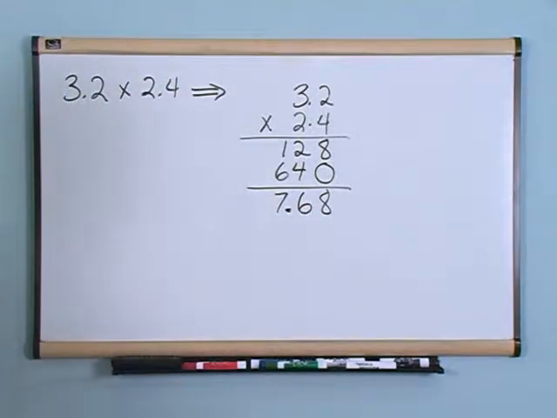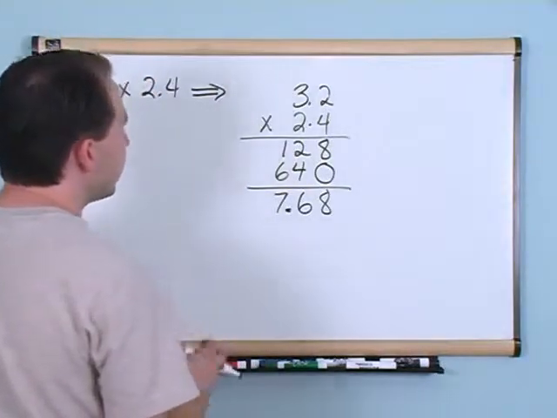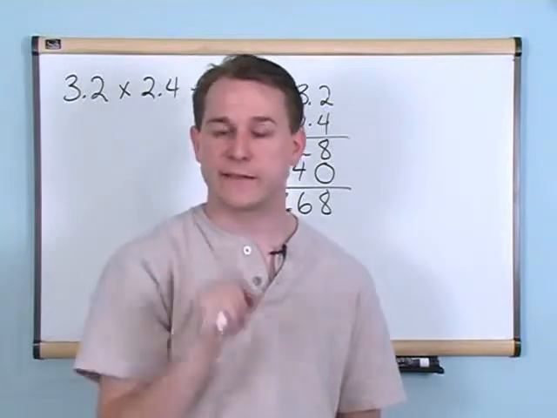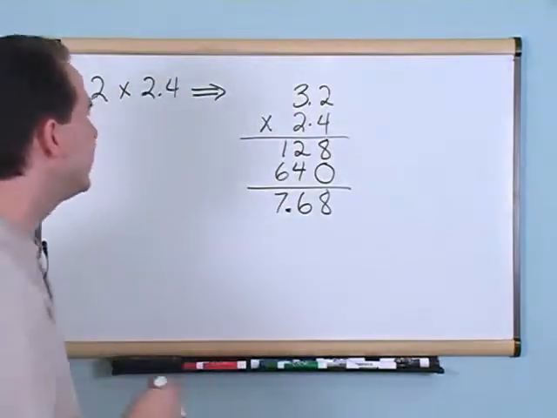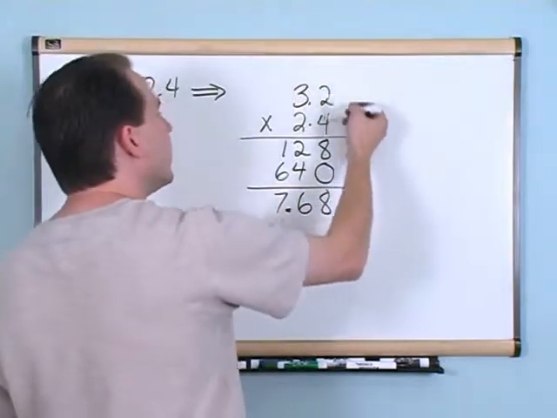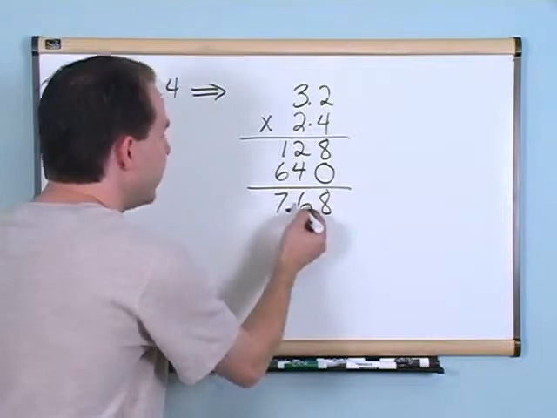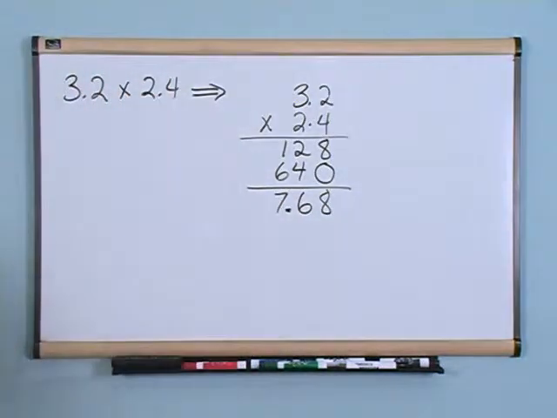7.68 is the answer. So notice it's a little bit different. When you add and subtract, you line the decimals up and then you just drag the decimal down. Here, you do the multiplication exactly as you usually do, but then you count the decimals up behind the decimal point and you move left this many times from the right. 1, 2. 7.68 is the answer.